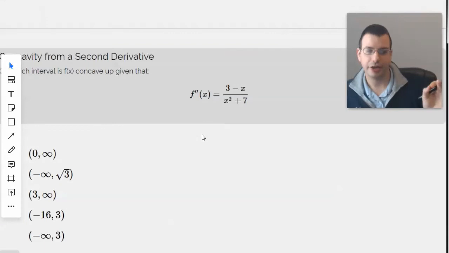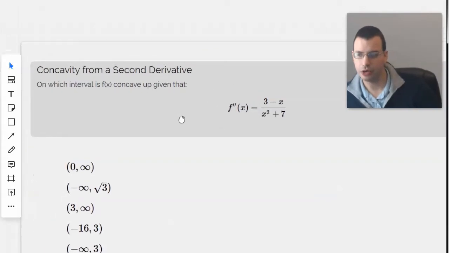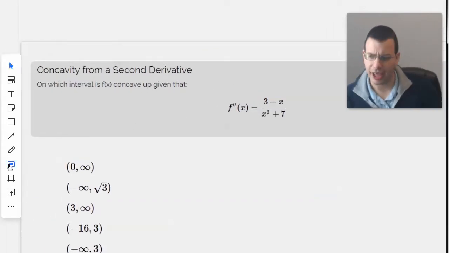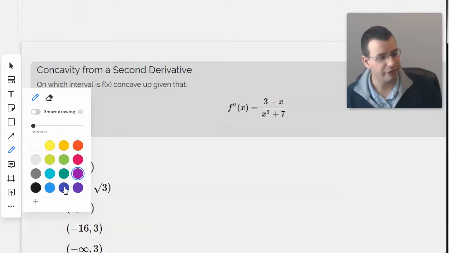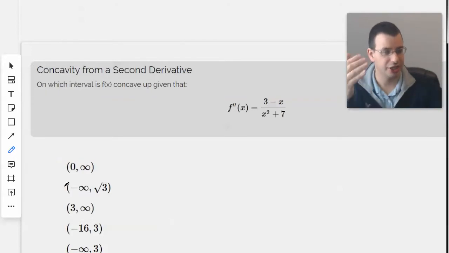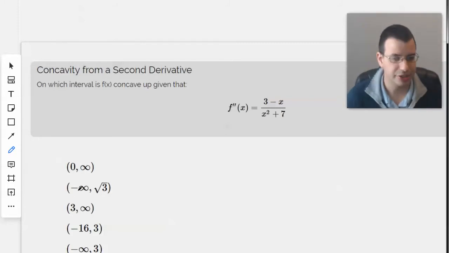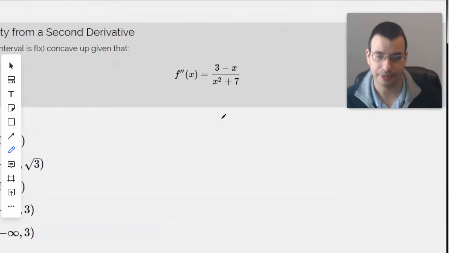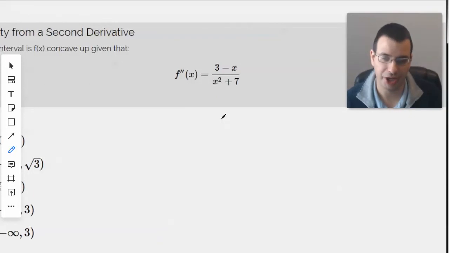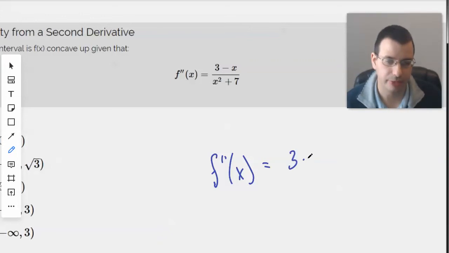So the first thought here is, normally when we're asked to give a concavity, we're usually given f of x, and then from f of x we take the second derivative and find out when the second derivative is positive for concave up. But this one, they already give us the second derivative, so we can just work with that. For a positive concavity, that'll be when f double prime of x, which equals (3 minus x) over (x squared plus 7), is greater than 0.